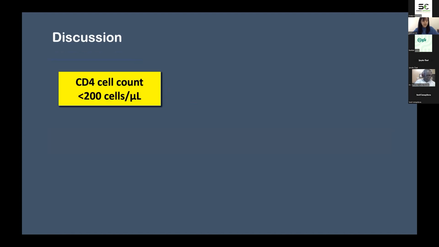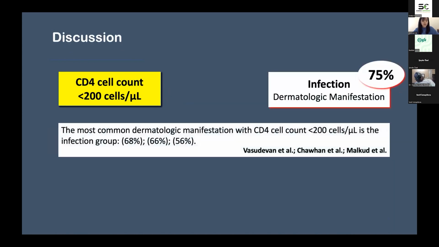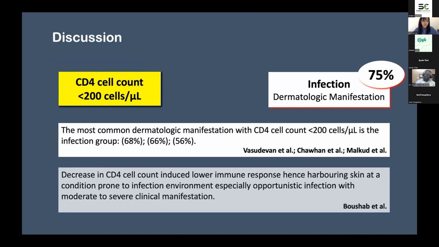The second most common dermatologic manifestation in patients with CD4 cell count less than 200 is infection. Our result was in concordance with, but slightly higher than, other studies by Vasudevan, Chauhan, and Malkut et al. This was due to decrease in CD4 cell count inducing lower immune response, hence leaving the skin in a condition prone to an infection environment, especially opportunistic infection with moderate to severe clinical manifestation.